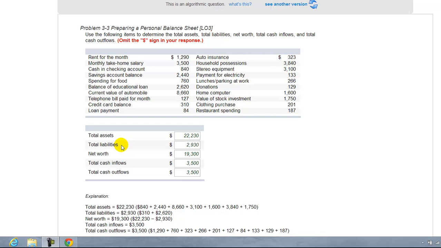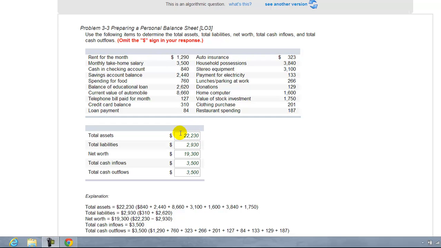Next, liabilities. Liabilities are things that we owe. So let's see if we can figure out the liabilities here. The first liability I see in this column would be the credit card balance of $310. Oh, I missed one. The balance of our educational loan, which is $2,620. Those two things are the liabilities, and they came out to a total of $2,930.